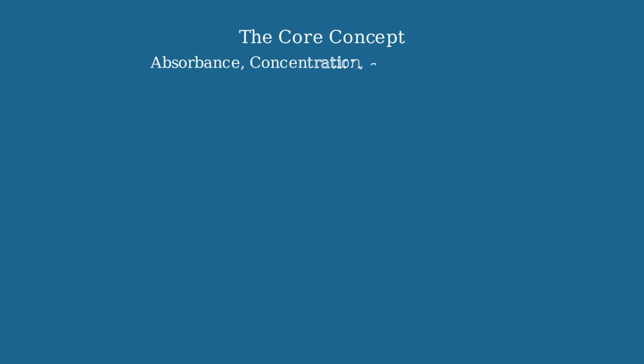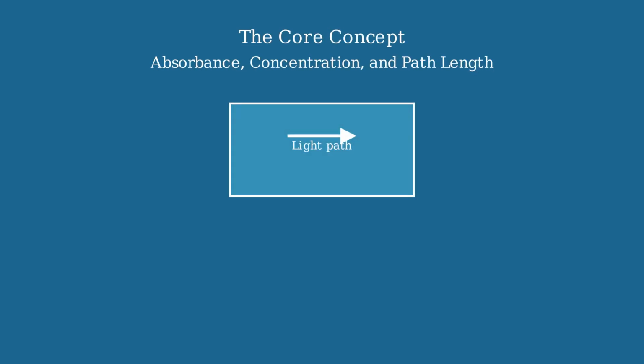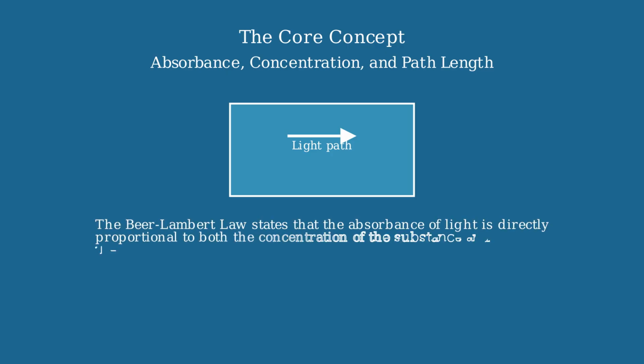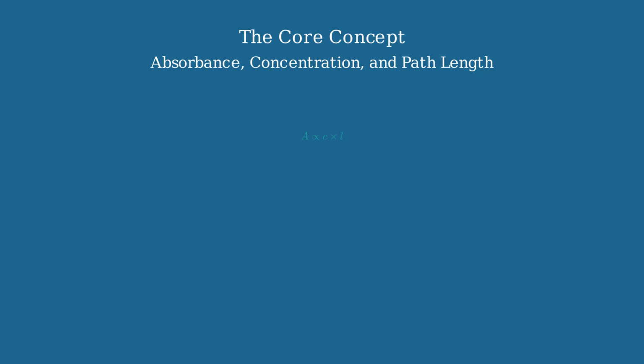The Beer-Lambert law connects three critical parameters: absorbance, concentration, and path length. At its heart, the Beer-Lambert law states that the absorbance of light by a substance is directly proportional to both the concentration of the substance and the path length of the light beam through it. This means that a higher concentration or a longer path length results in greater light absorption.